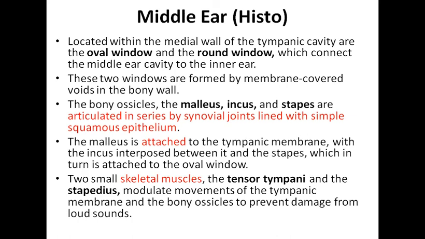Malleus is attached to the tympanic membrane, with the incus interposed between it and the stapes, right, which in turn is attached to the oval window. The footplate and base of the stapes attach to the oval window. The two muscles we have in the middle layer, tensor tympani and stapedius, are both skeletal muscles and they modulate movement. The tensor tympani modulates the movement of the tympanic membrane.